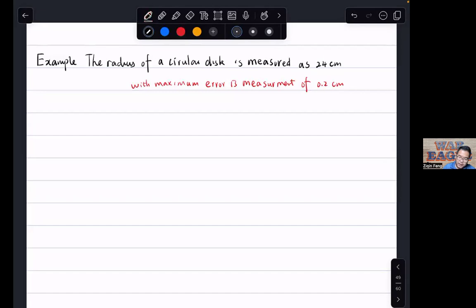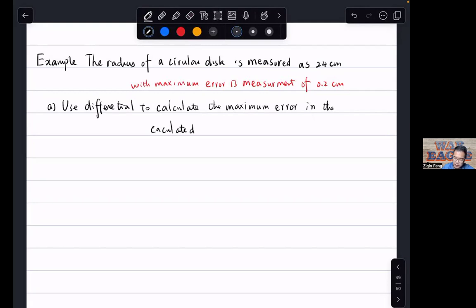And part A here is we want to use a differential to calculate the maximum error in the calculated area of the disk.